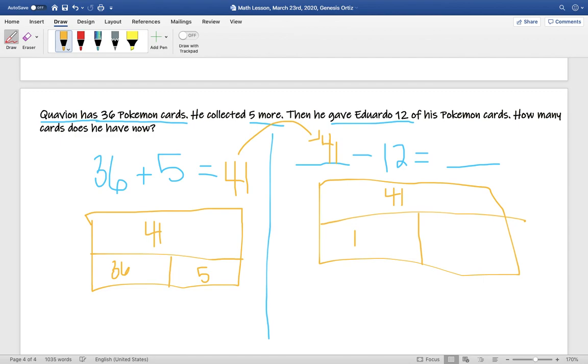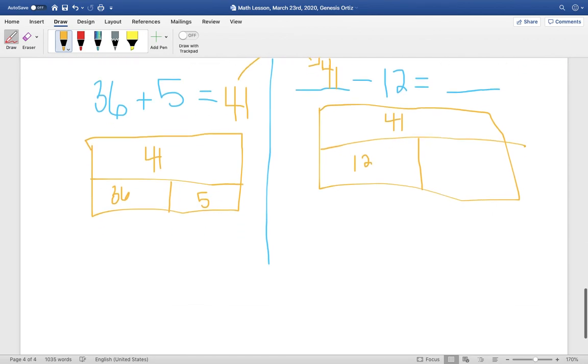since we're subtracting. Now, one way I could solve this is by breaking apart the 12. So let me just write it down here. 41 minus 12. I'm going to break apart the 12 into 10s and 1s. So I have 1 10 and then just 2 1s. So then I know 41 minus 10 equals 31.